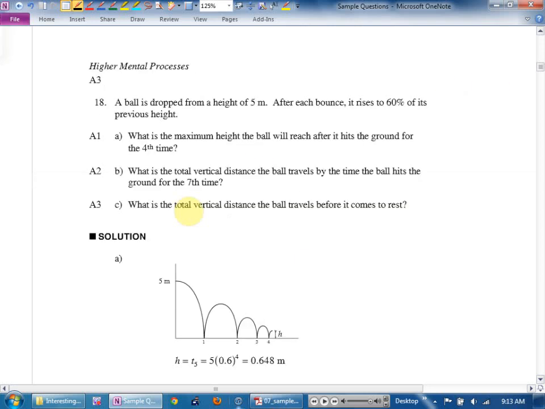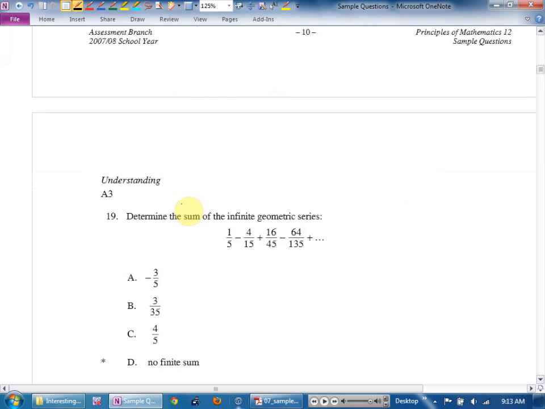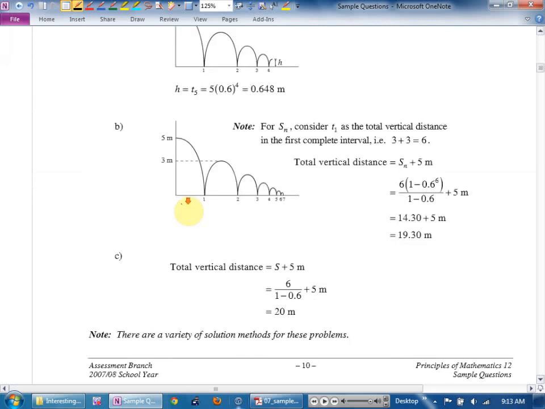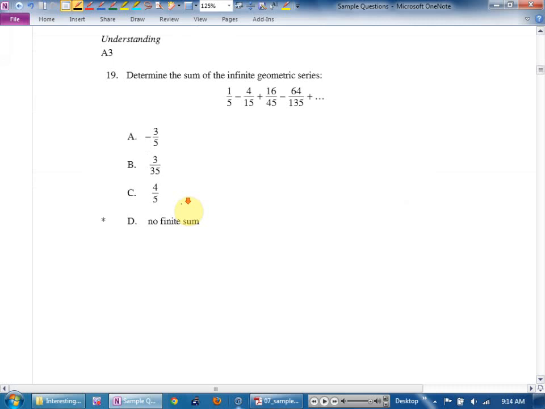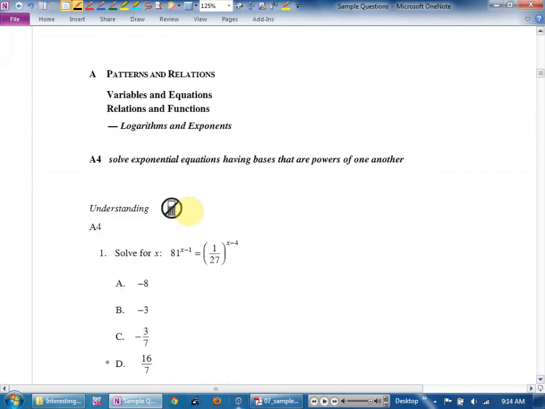Bouncy ball question, I've already talked about that. I hate it. It's written anyways, so I'm going to pass on that. Find the sum of an infinite series, and now we move on to logarithms.